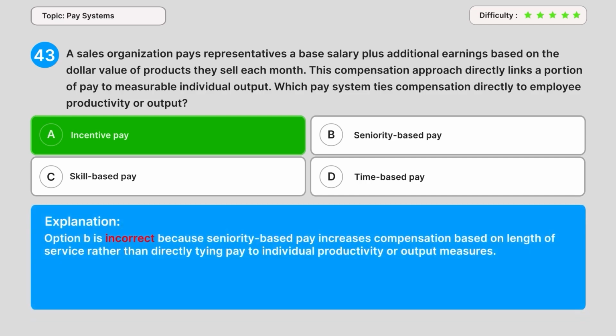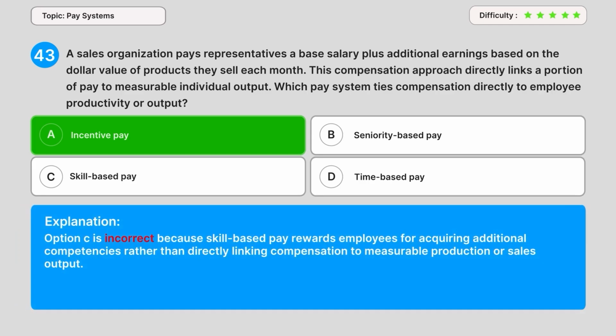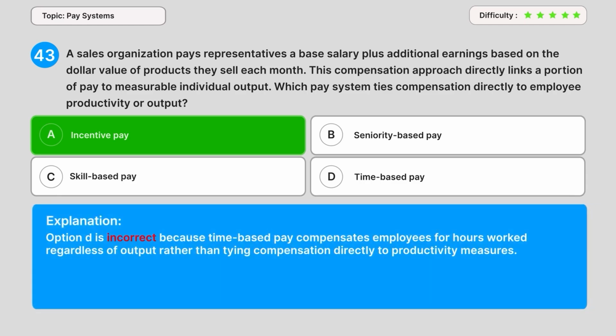Option B is incorrect because seniority-based pay increases compensation based on length of service rather than directly tying pay to individual productivity or output measures. Option C is incorrect because skill-based pay rewards employees for acquiring additional competencies rather than directly linking compensation to measurable production or sales output. Option D is incorrect because time-based pay compensates employees for hours worked regardless of output rather than tying compensation directly to productivity measures.